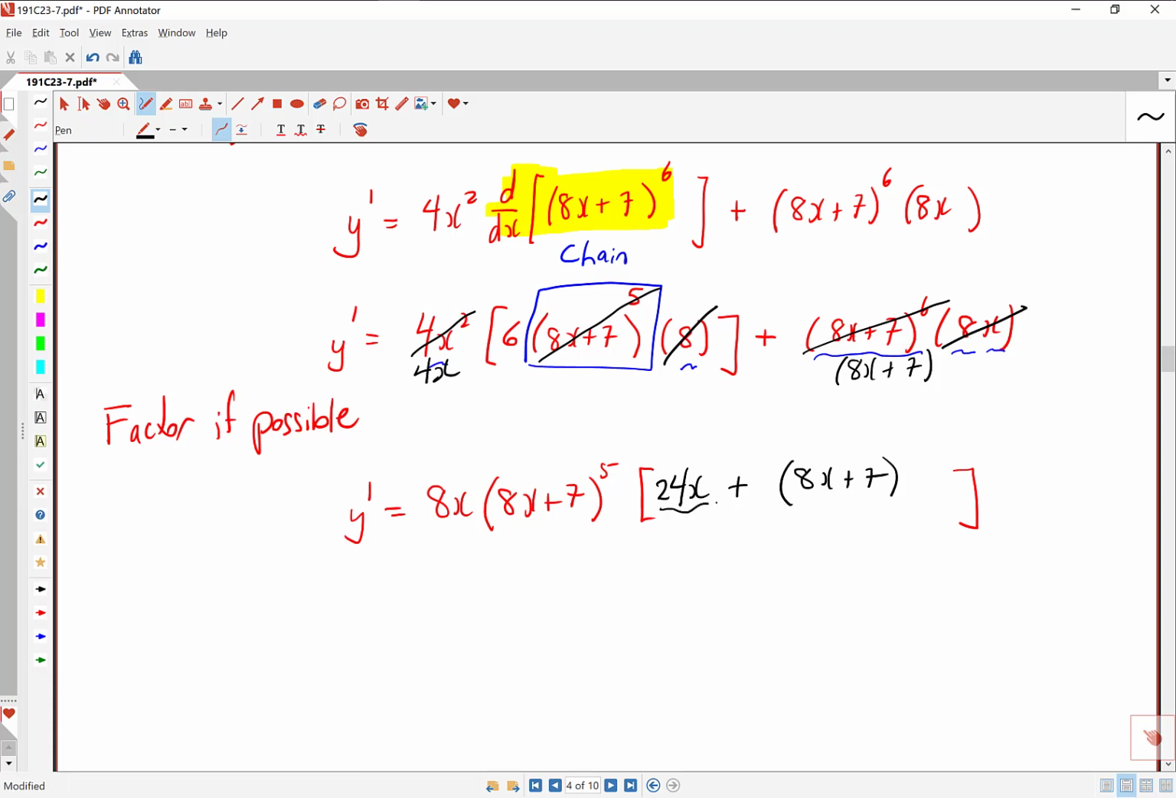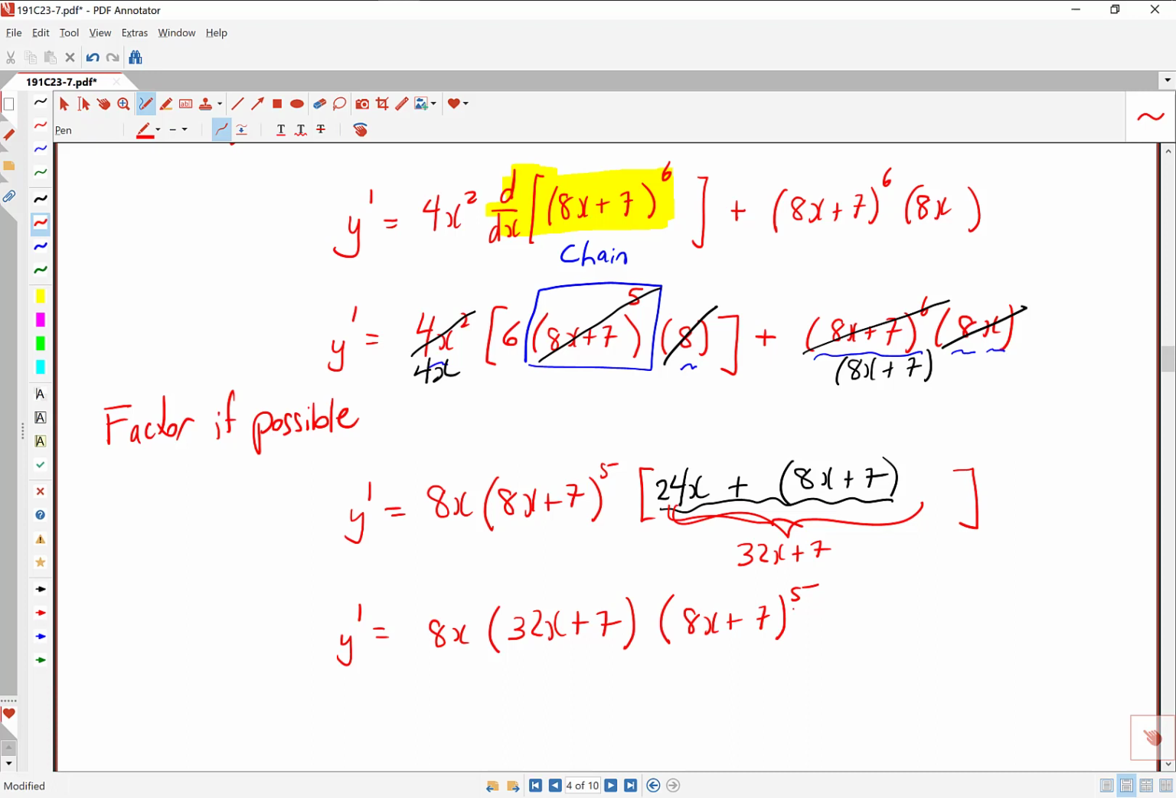And then in these square brackets, we could just collect like terms to clean up our answer. I might do that in the next step just to avoid doing too much here. So collecting all the stuff in the square brackets, you could say all of this stuff here is 32x plus 7. Y prime would look like 8x times, we'd probably put the 32x plus 7 towards the front, and then we'd say (8x plus 7) to the 5th.